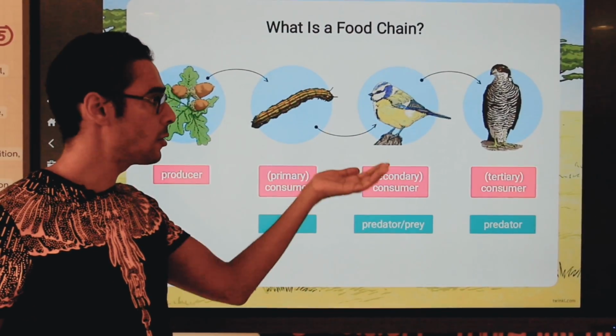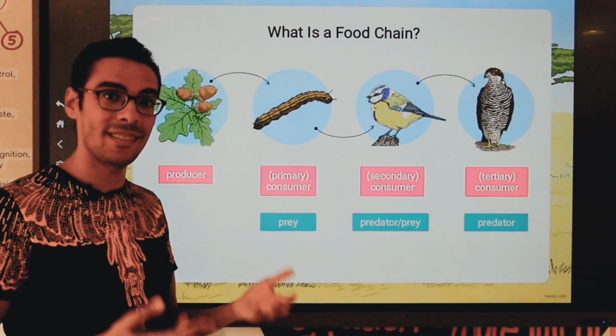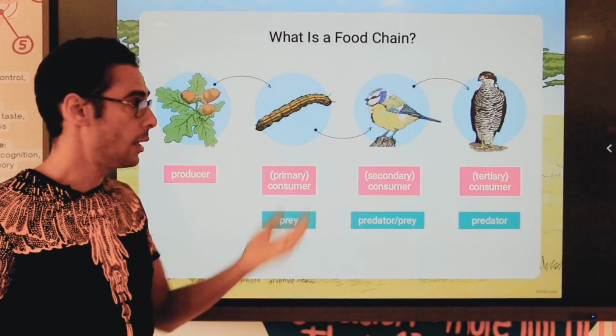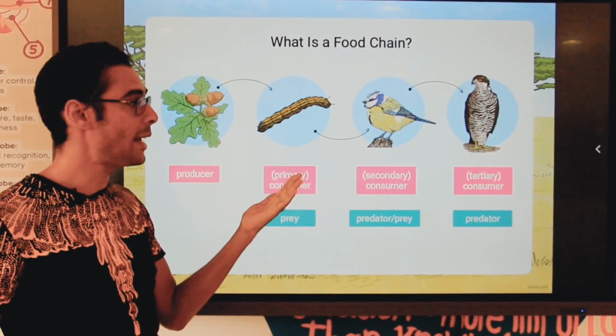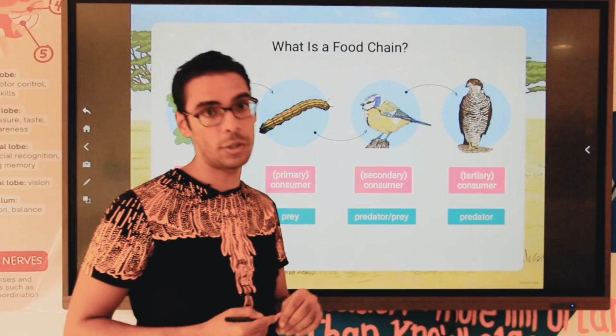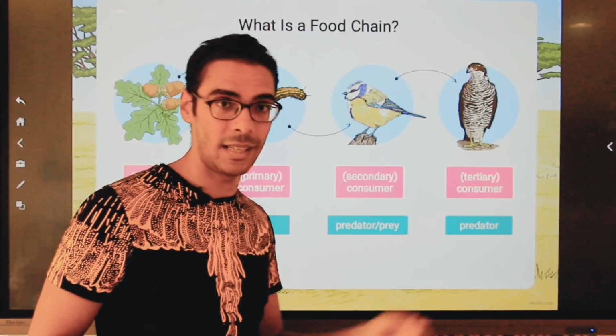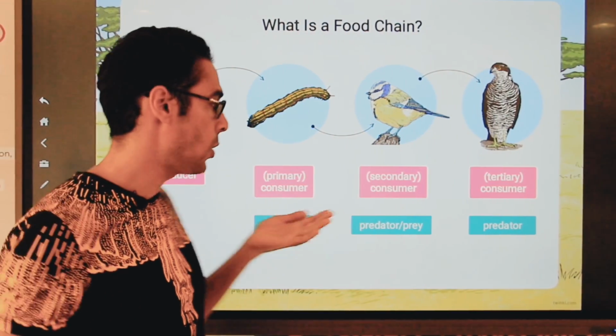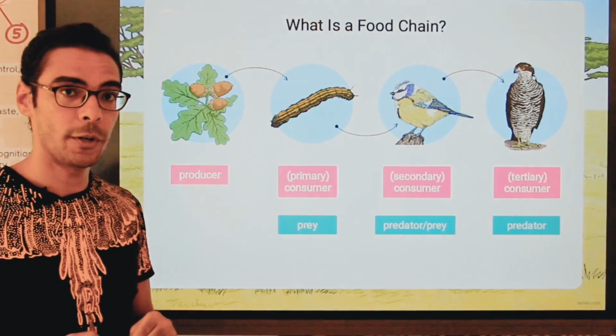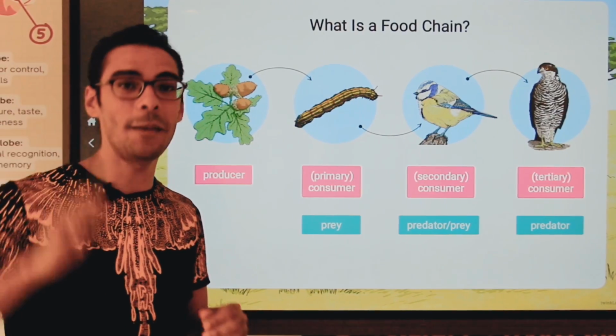So the secondary consumer in most food chains is represented by predator and prey. It's a predator for the primary consumer and a prey for the tertiary consumer. Finally, we have the tertiary consumer, which is considered here a predator only. So these are the main important parts to answer some questions. Just keep them in mind.